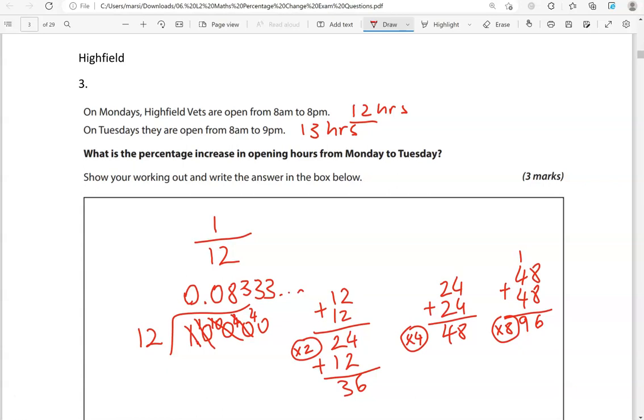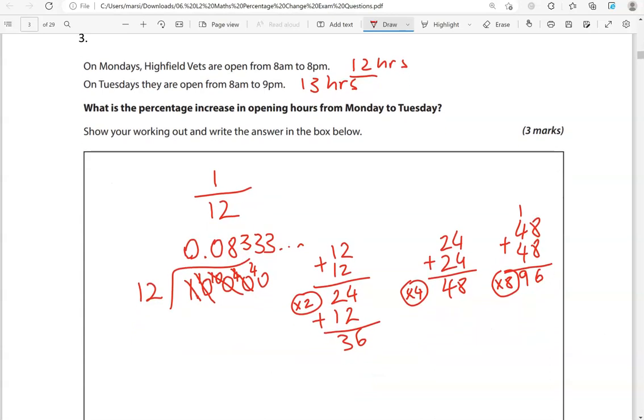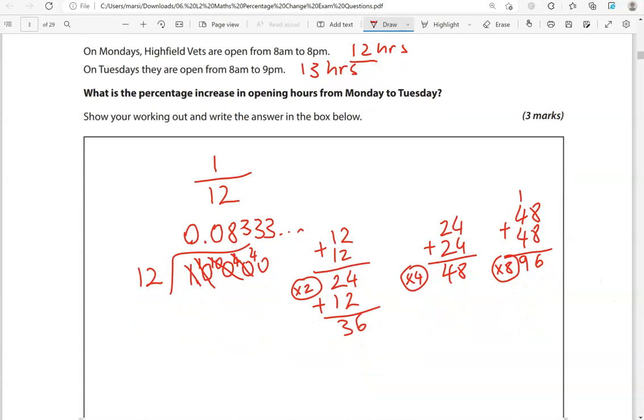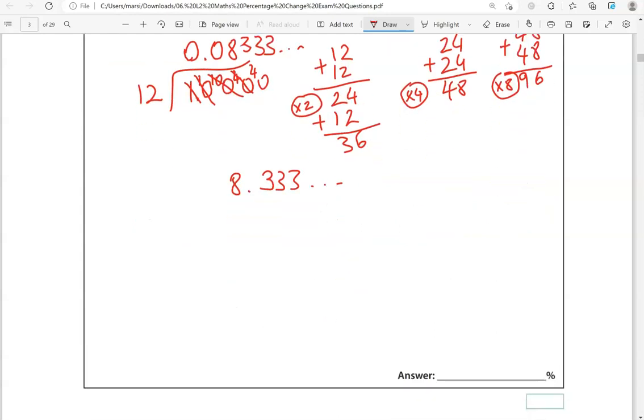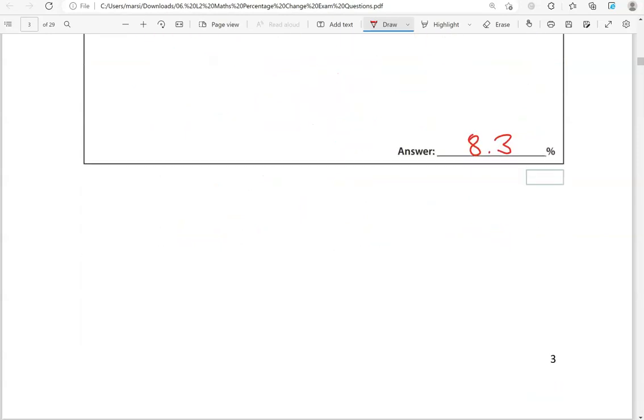So we know that 1/12 is 0.083 as a decimal. Now we need to convert that into a percentage, and all we do is multiply this by 100, or move the decimal point 2 places to the right. So the new decimal point will go after the 8. So 8.333. So we can just write 8.3 here. That's the percentage increase.